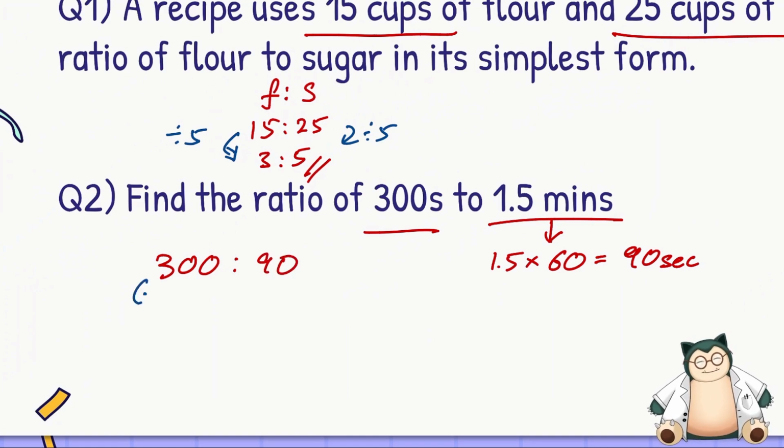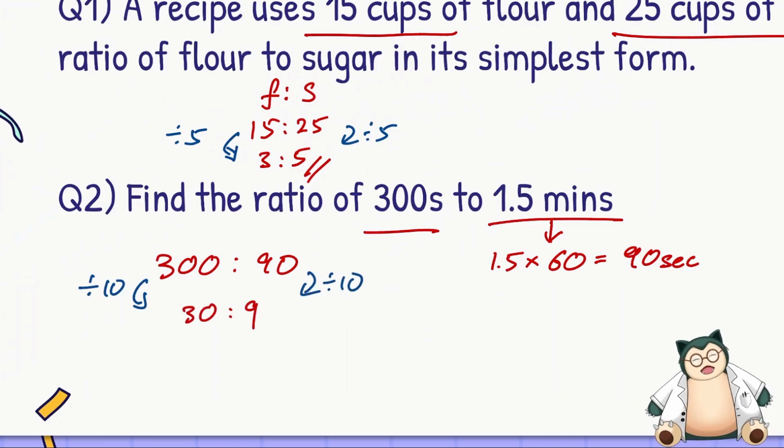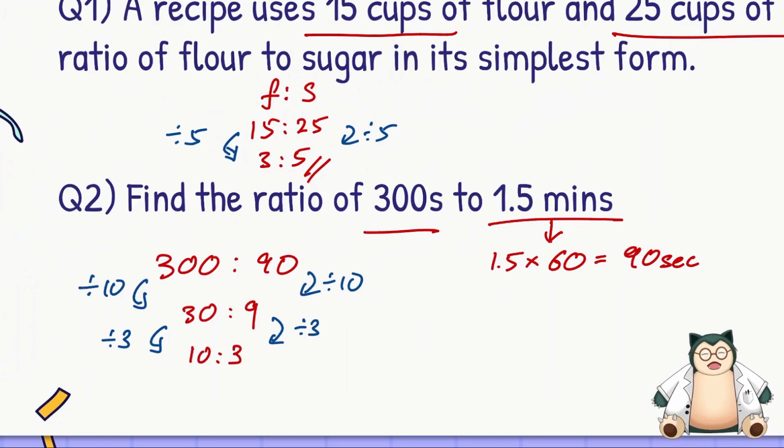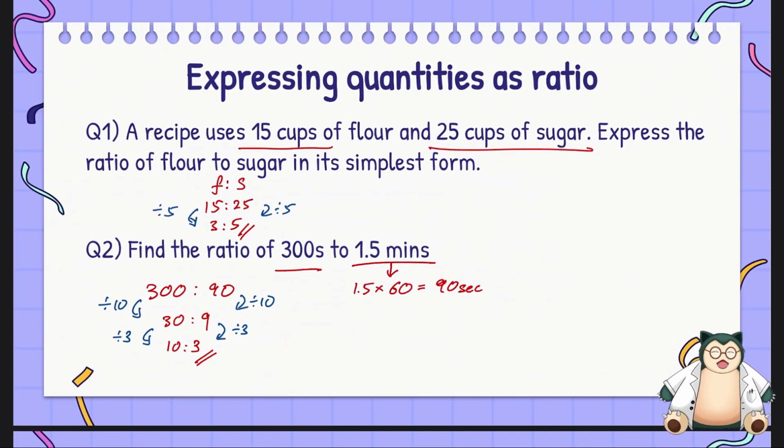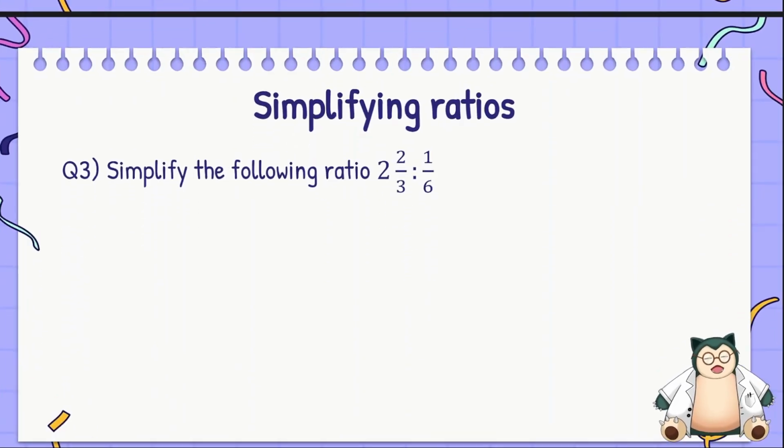We simplify it. First thing, we divide by 10. Dividing by 10, we get 30 is to 9. For 30 and 9, our next common factor we can take out is 3. So we divide by 3, and we get 10 is to 3. Are there any more common factors to take out? 10 and 3, no other common factors. So this is our final answer. This is our simplest ratio. Is that clear, everyone? Okay, great. Now let's go on to our next question.